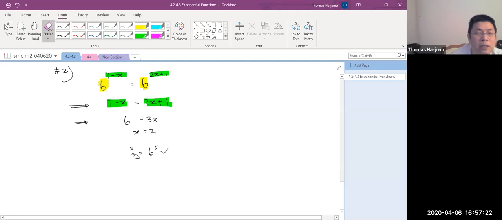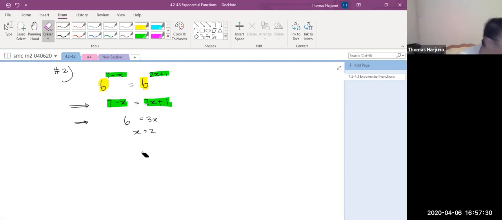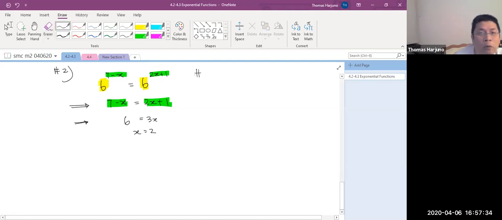Now, that's the easier one. Let's do a slightly harder one. What happens if the bases look different, but it's changeable? Let me do number 4 first. Number 4, 9 to the x squared equals 3 to the 3x plus 2.